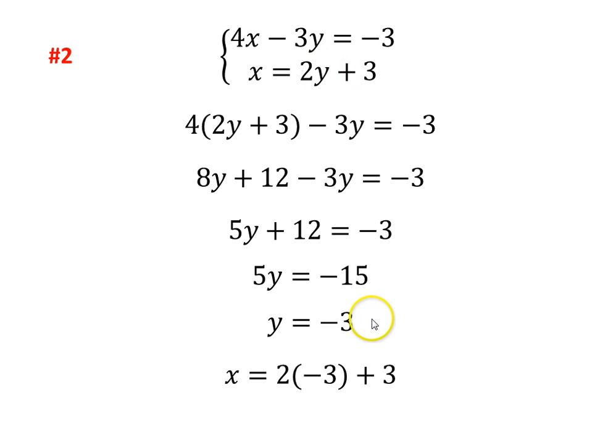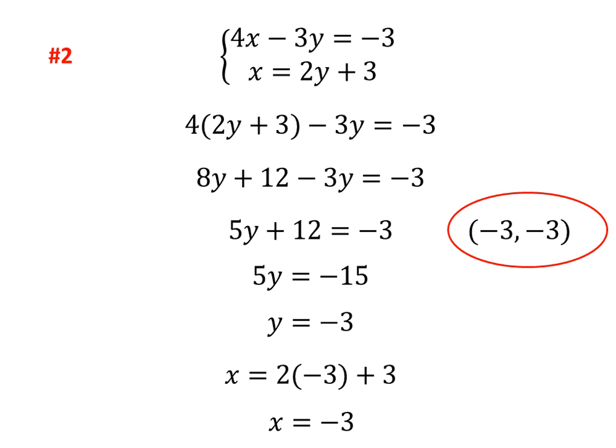How come? Because y is -3. So 2 times -3 plus 3, that is -6 plus 3, which simplifies to -3. So the solution to our system then, as an ordered pair, will be (-3, -3). x is -3, and y is -3 also.